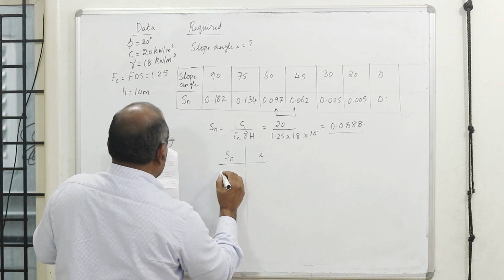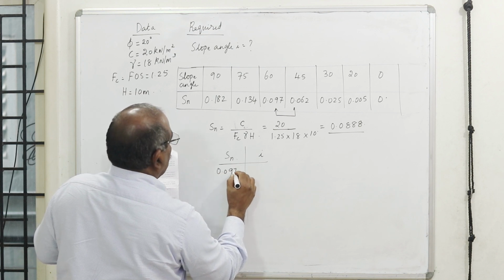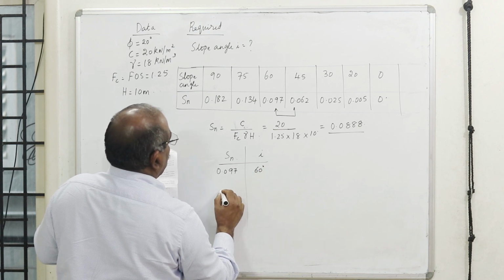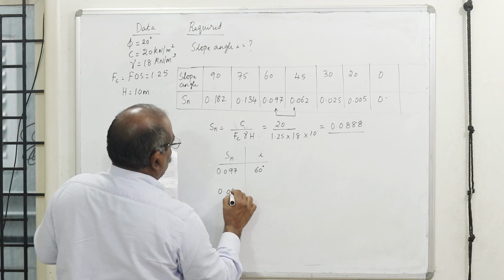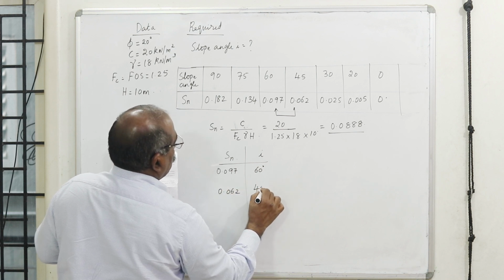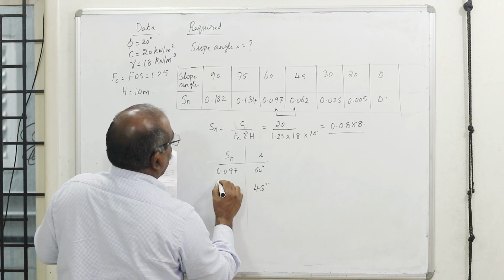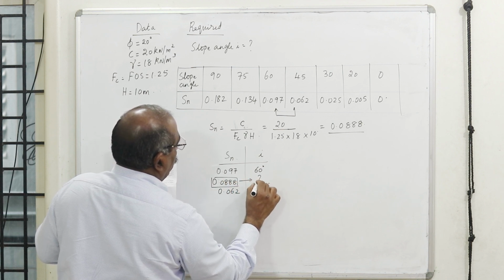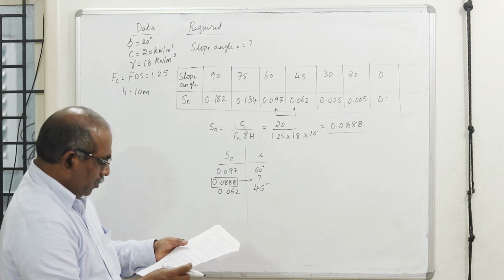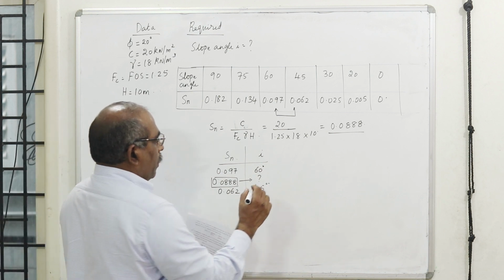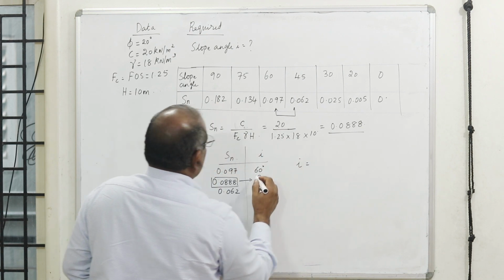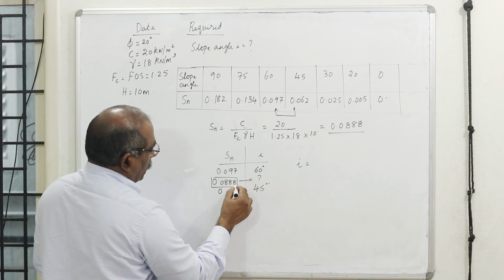When my stability number is 0.097, the slope angle is 60 degrees. When my stability number is 0.062, the slope angle is 45 degrees. Now, when my stability number is 0.0888, what is the value of i? That I need to find out. If I do a linear interpolation, I get i, see what is happening, this is decreasing, this is also decreasing.